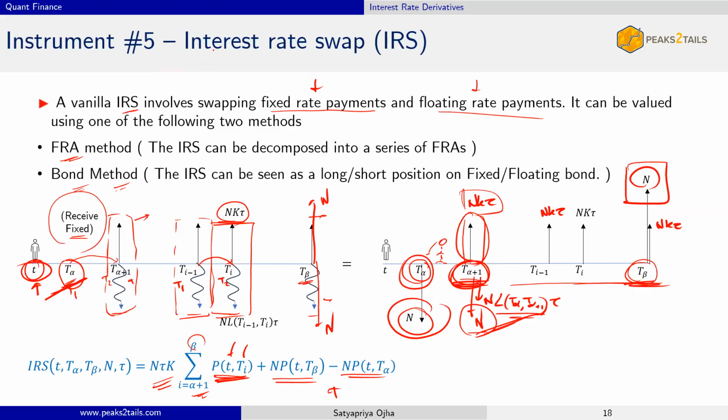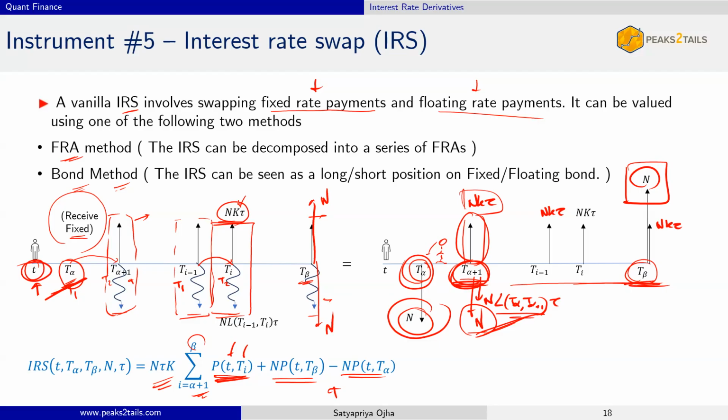Swap rate, very simple definition. Swap rate basically means it is the fixed rate in the fixed bond. So we have two bonds, right? Fixed bond and the floating bond. It is the fixed rate in the fixed bond that makes the value of the swap zero. Fixed rate of the fixed bond that makes the value of the IRS zero.